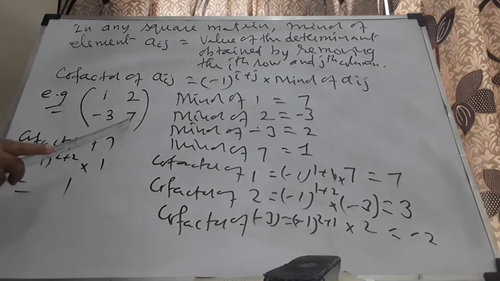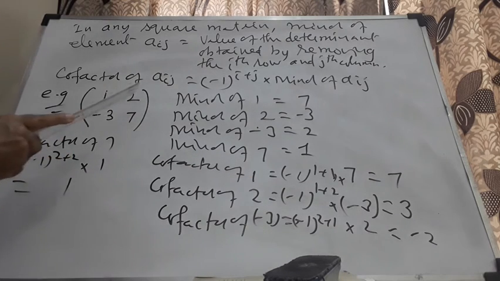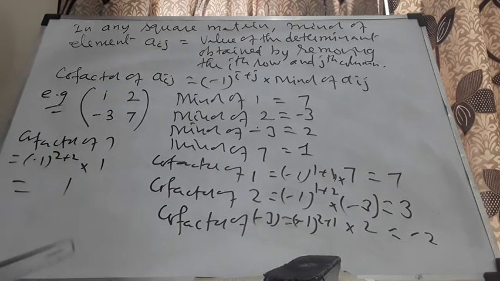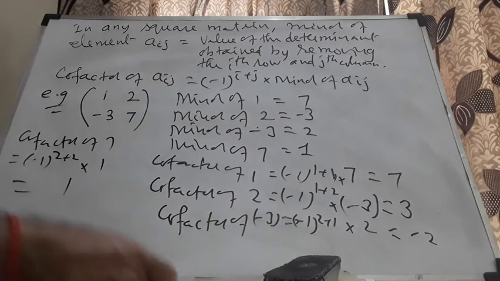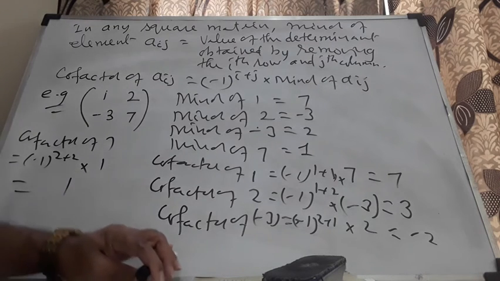Minor of 7 and cofactor of 7 are both 1. But the minor of 2 is -3, whereas the cofactor of 2 is +3. Then the minor of -3 is +2, whereas the cofactor of -3 is -2. This is how you should remember. Therefore, just recall, have in mind, the real meaning of minor and cofactor. In the next video, we'll talk about the expansion of a determinant, the real meaning of determinant, etc. Thank you, students, for watching patiently.